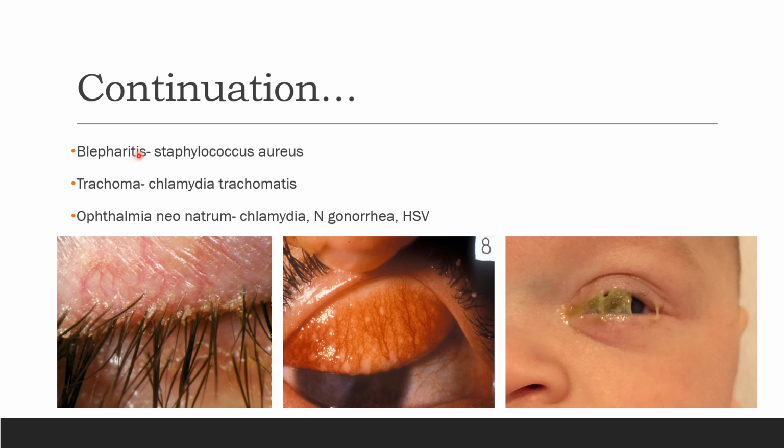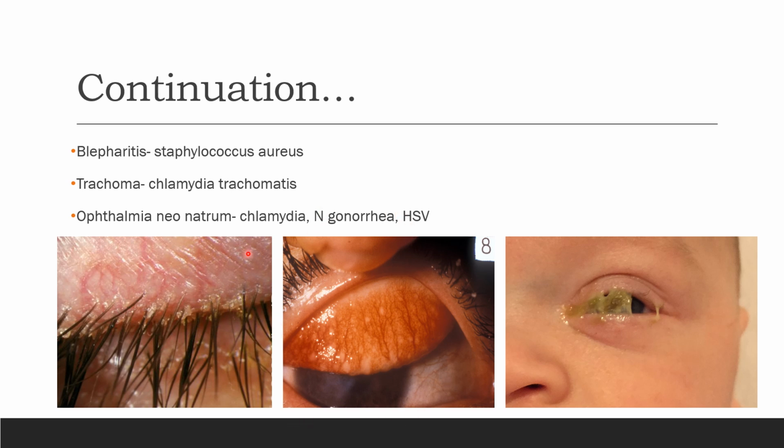Then we have trachoma. The causative organism of trachoma is Chlamydia trachomatis, and it is also known as chronic keratoconjunctivitis of the eyelashes. This is a clinical presentation of trachoma.